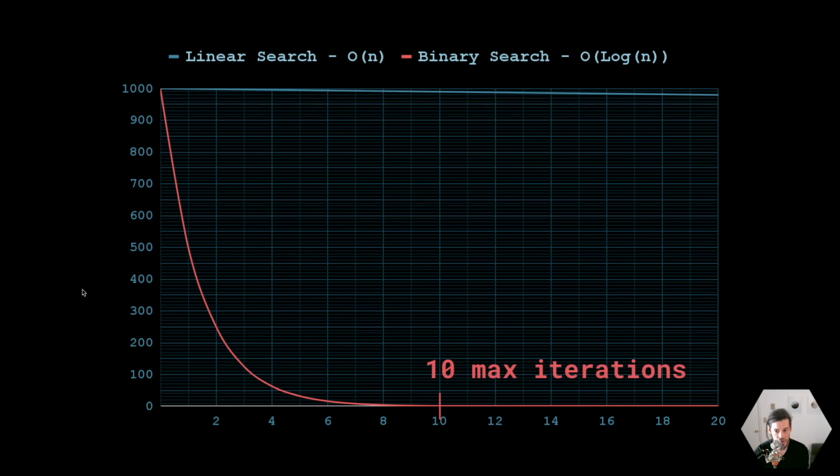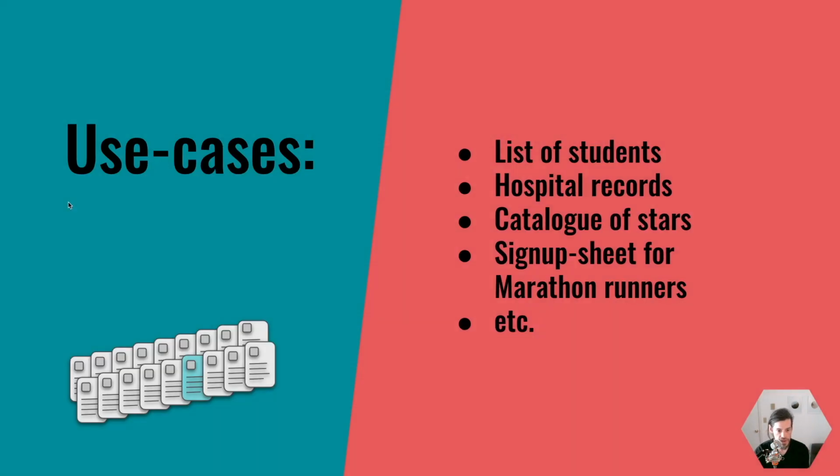And even more pronounced, if you have a set of 1,000, binary search is going to take only 10 iterations, whereas linear search is hardly even moving at this point. We went up to a max of 20 here, and the blue line is barely moving. So hopefully this demonstrates that in an ideal situation, binary search is going to be very efficient.